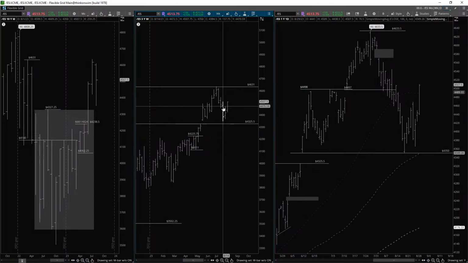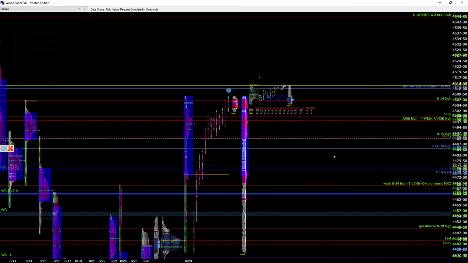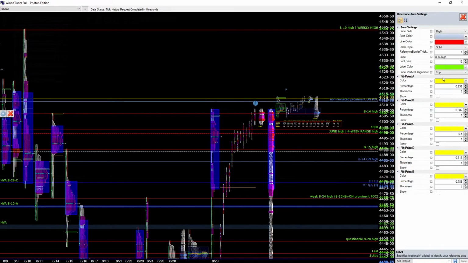44. What is the high here? 45,775. Where is that? 45,7 is this high here. Okay, what is this? This is a weekly high. I'm going to remove this. I'm going to name this as 2 week range high. Upside continuation.